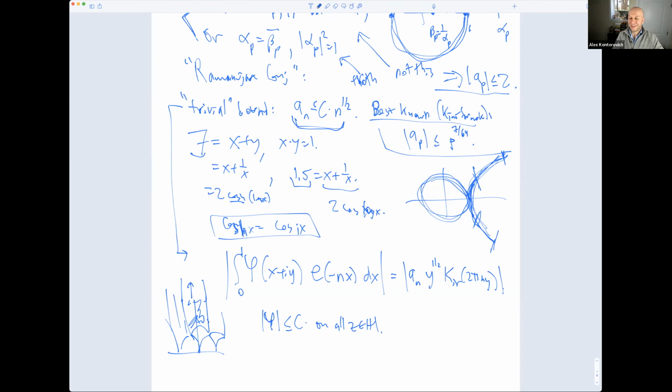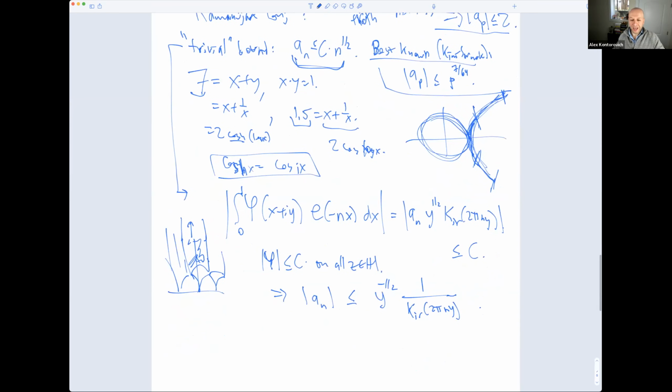Okay, cool. So I have this, but just look at this. This is bounded by a constant. This is bounded by 1. I'm integrating over 1. So this product is bounded by a constant. So I know that a_n is bounded by y to the minus 1/2, and I have to divide by this K Bessel function, K_{ir}(2 pi n y).